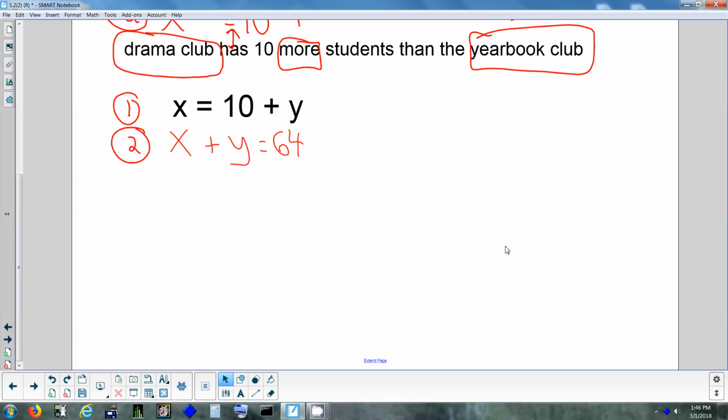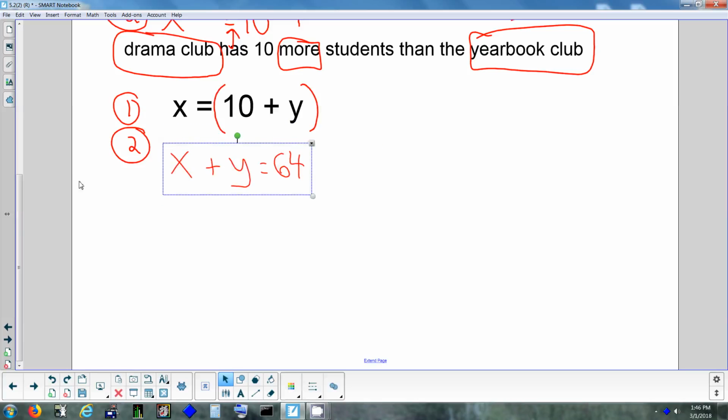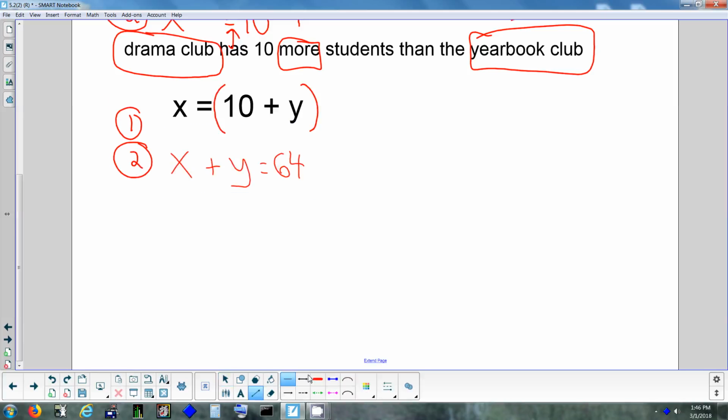I should make 2 little swipes around 10 plus y. Good. What should I do now? You should plug it into this equation, for what letter? X.